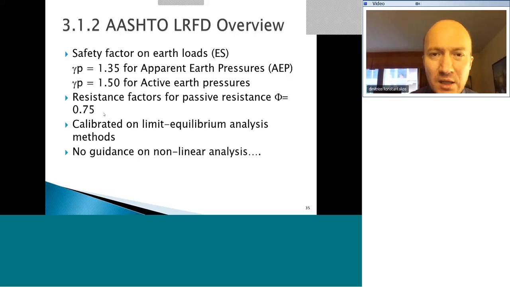And as we've seen with deep excavations, it's always important to do soil structure interaction. So, you know, if you have something which has many levels of supports, your limit equilibrium method might not be appropriate. So you need to have an appropriate design approach, even with LRFD, to design your excavation. Apparently, they haven't done that.